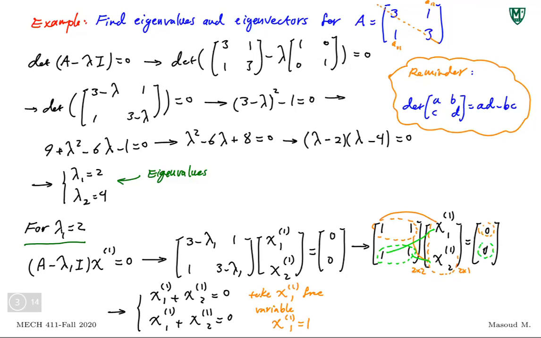So take x11 as the free variable and assign it 1. What happens? Then x as a vector becomes, well, x11, I assigned it 1. Any of these equations gives you x12. You take x11 to the other side, x12 is minus x11. It would be minus 1. This is your first eigenvector, the eigenvector associated with lambda 1.